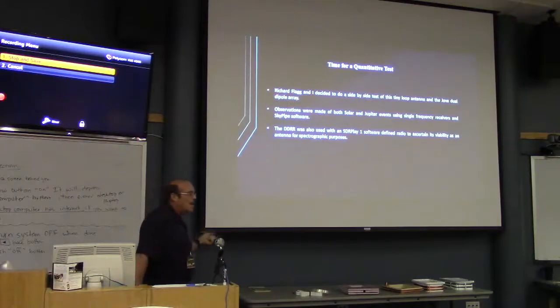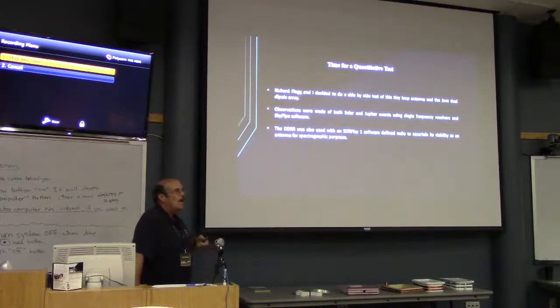Well, again, about a year and a half ago, it reared its head again. Somebody came to the Radio Jove group and said, I'd like to put up this limited space antenna. And up until this point, we could only say, we don't really think that this is going to work. So finally, Dick and I said, enough is enough. We're going to actually build this thing and run tests to document what it does.